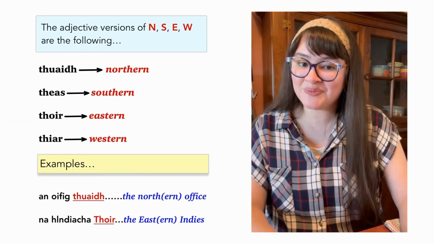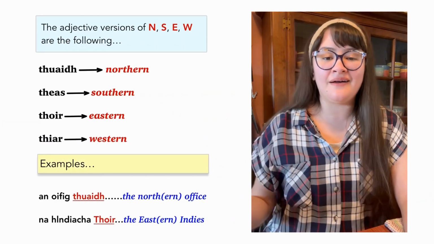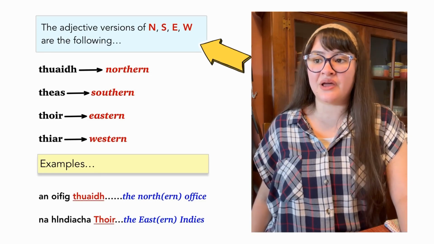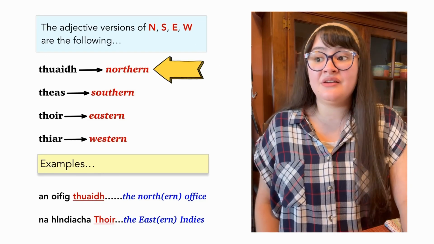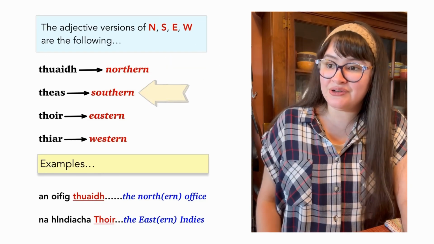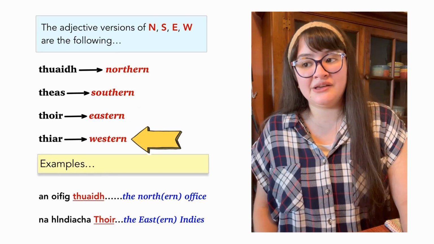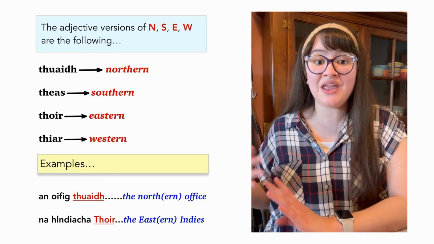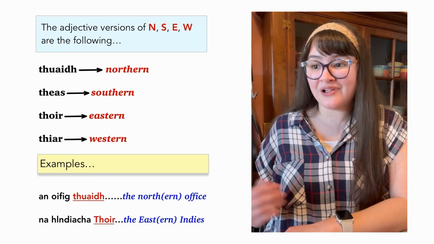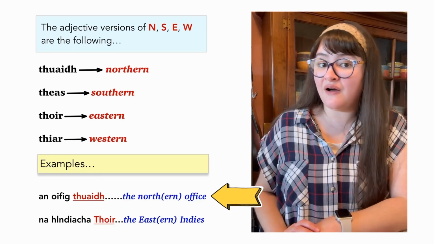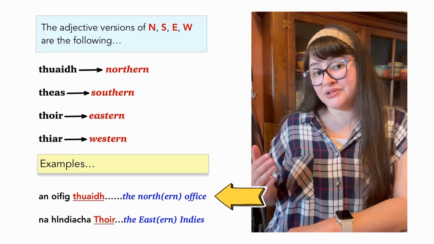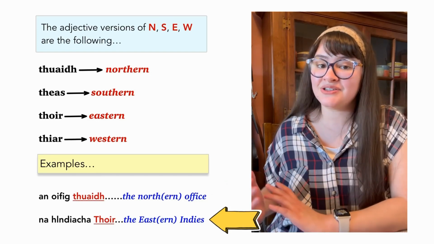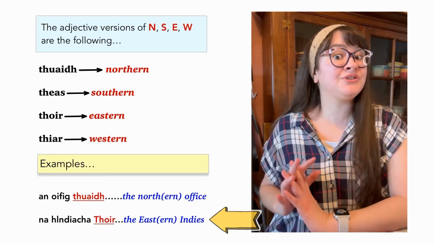Moving on. Our next page deals with the adjective forms of the cardinal directions. So, the adjective versions of north, south, east, and west are the following. Hue, northern, has, southern, hey, eastern, and here, western. These adjectives will be used to describe where a person, place, or thing is located. So, for example, Anafig Hue, the northern office, or the north office. It's the office that's in the north. Next example, Nahinjia Hahe, the East Indies, or you could think of it as the Eastern Indies.